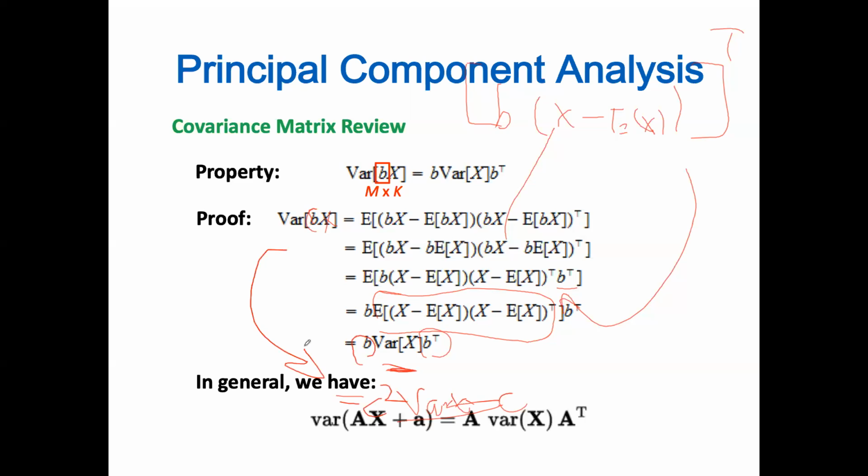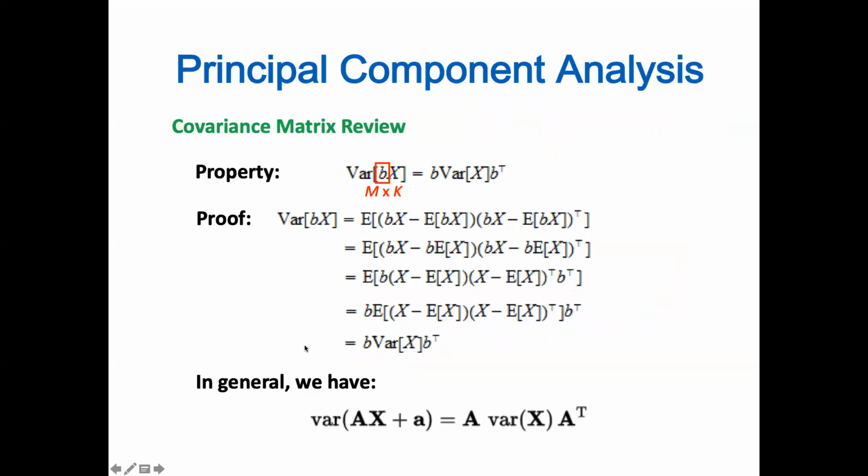In general, what you need to take away is this rule. If you have a vector X times a matrix A, and additionally plus another constant vector, it doesn't change the variance; plus this constant, if you take out the matrix, you need to multiply by A and A transpose at the end. Any questions? If not, we will continue.